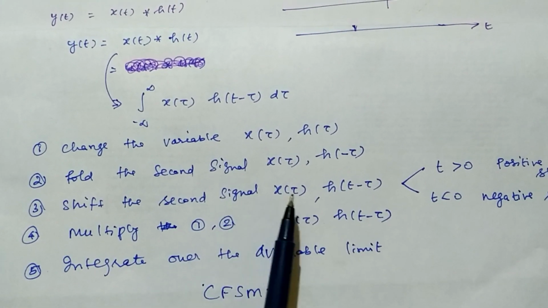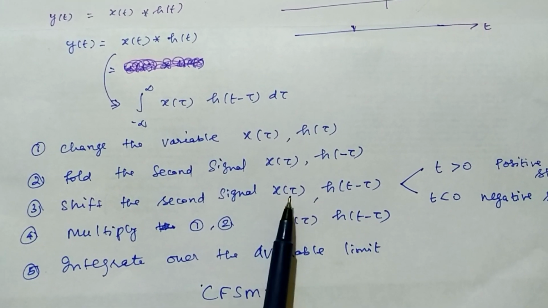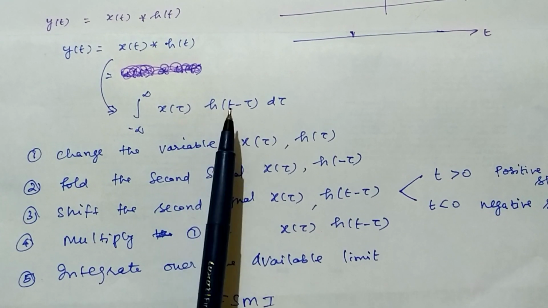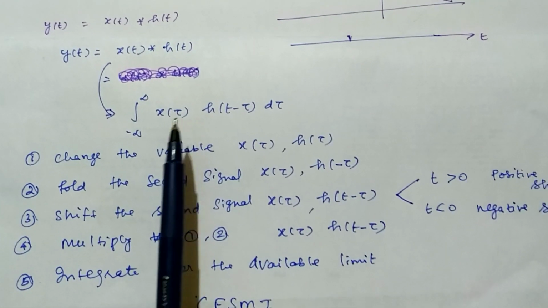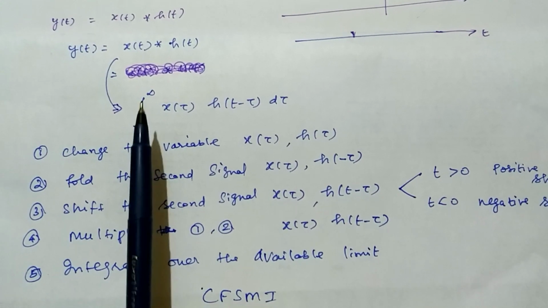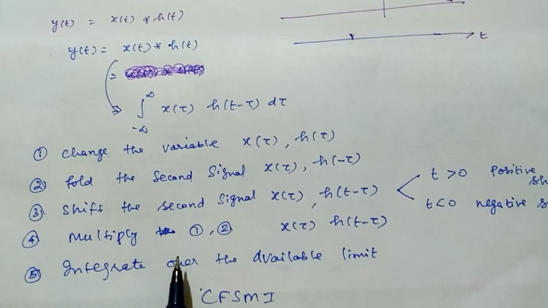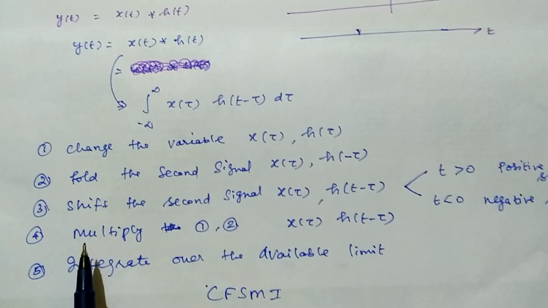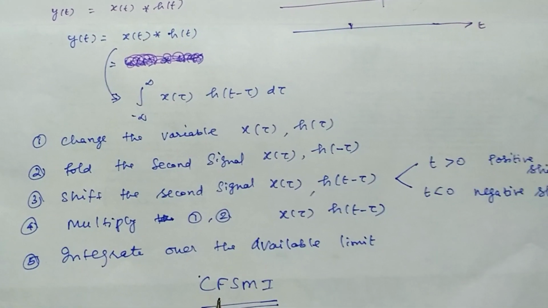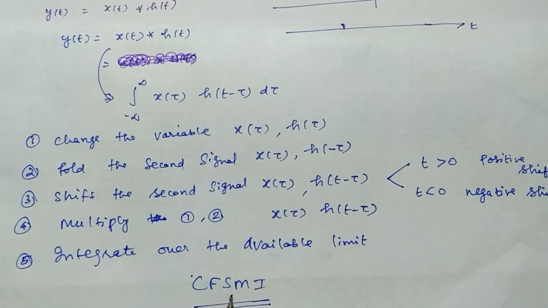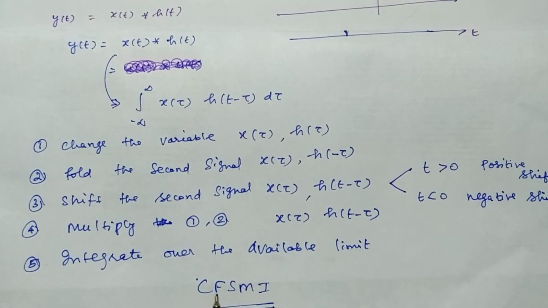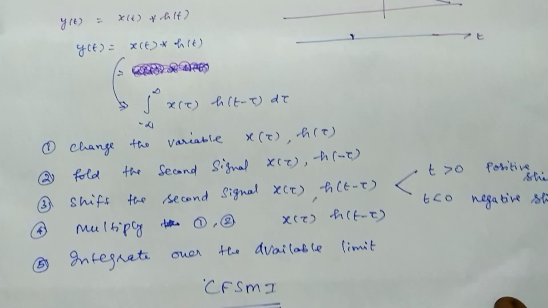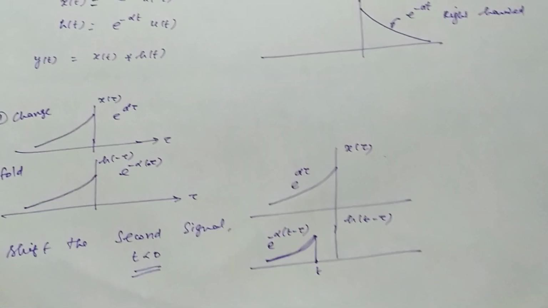Then after shifting, multiply these two signals, x of tau and h of t minus tau. After multiplying, the last step is integrate over the limit. So there are 5 steps involved: change, fold, shift, multiply and integrate. We can remember it as CFSMI. So we will come to the problem.